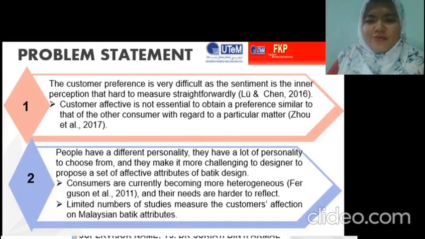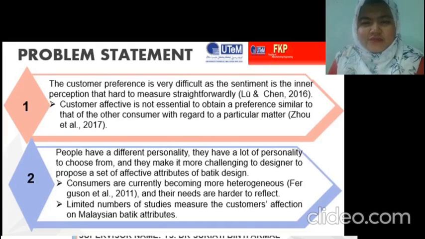The problem statement that we have is that customer preference is very difficult to measure, as the sentiment is an inner perception that is hard to measure straightforwardly. Second, people have different personalities. They have a lot of personalities to choose from, and this makes it more challenging for designers to propose a set of effective attributes of batik design. It is because consumers are currently becoming more heterogeneous and their needs are harder to reflect. Second is a limited number of studies measuring the customer's affection on Malaysian batik attributes.